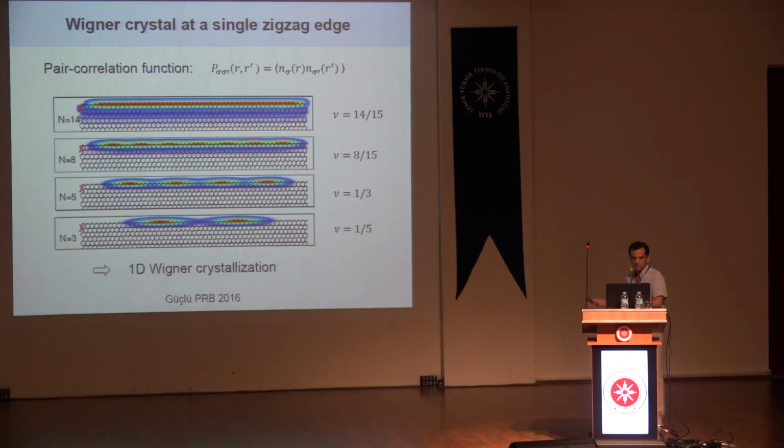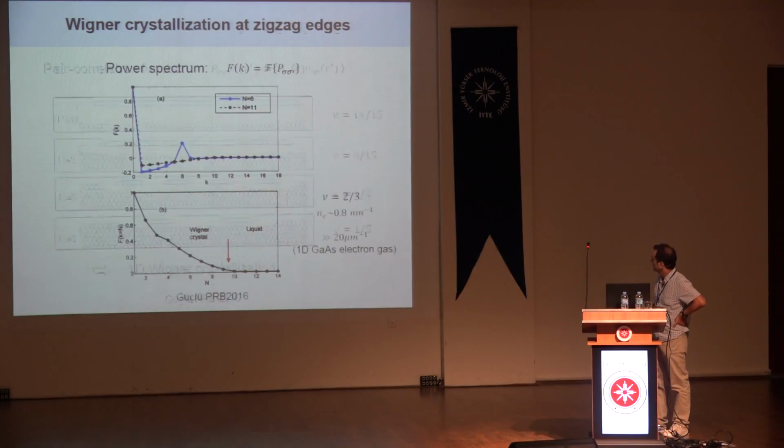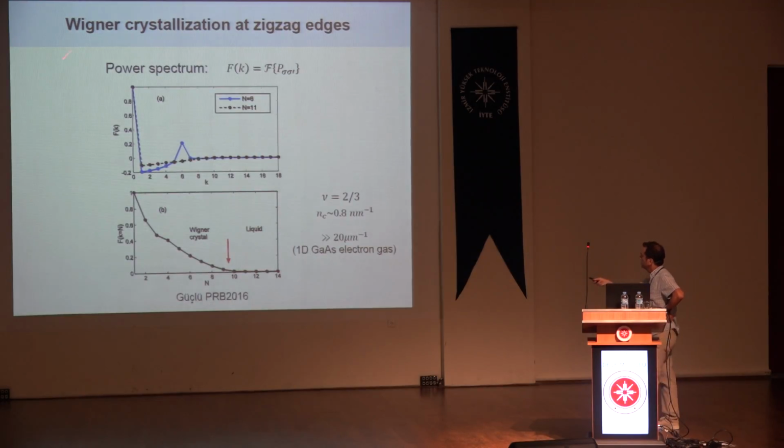So this is nice to see visually what happens, but a more quantitative, more practical way of analyzing this is to take the Fourier transform along this direction. If you do that, I call this the power spectrum. It's the Fourier transform along the zigzag edge as a function of the Fourier component k.